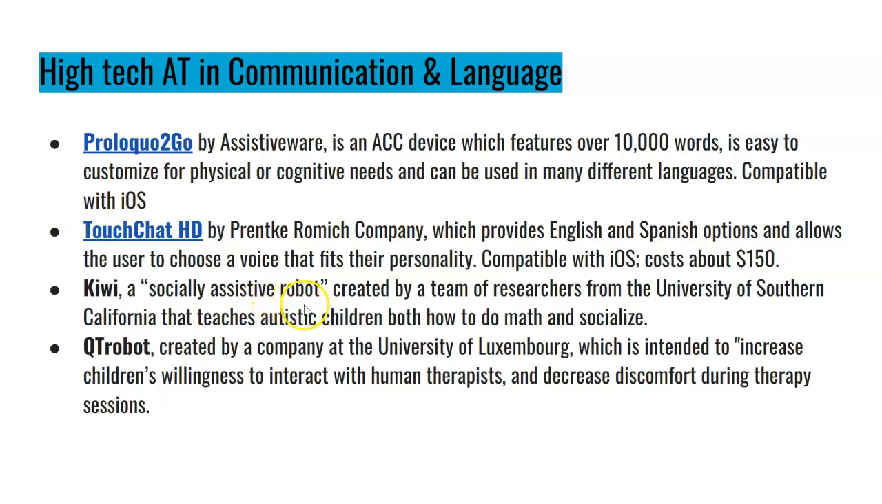Kiwi is a socially assistive robot. It's created by researchers at USC, and it teaches autistic children both to do math and to socialize. And then QT Robot was created by a company at the University of Luxembourg. It's intended to increase children's willingness to interact with human therapists and decrease discomfort during therapy sessions.